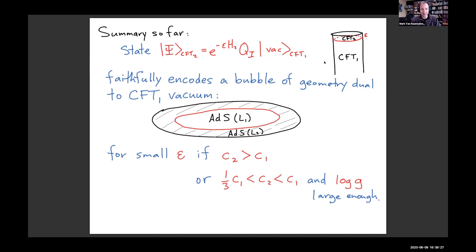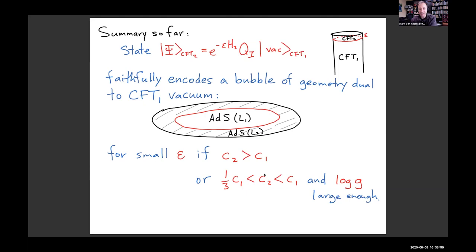You know, this state faithfully encodes a bubble of geometry dual to the vacuum, as long as C2 is greater than C1, or for some range of C2 if log G is large enough. Okay, but if you can do that, let's say we have C1, and now we learned that I can actually use a CFT2 that's a little bit dumber, in Raphael's language, that maybe has half of the degrees of freedom or half the central charge as CFT1.